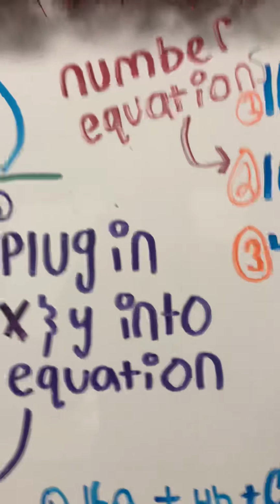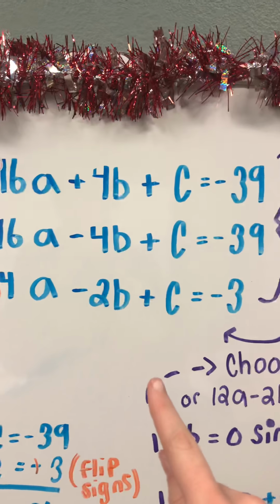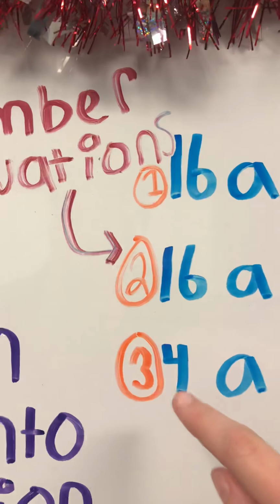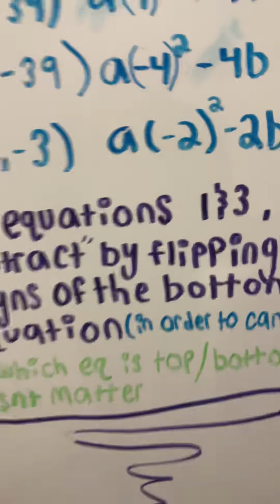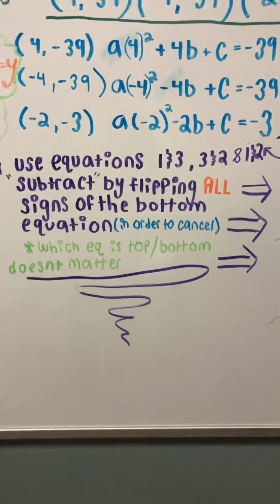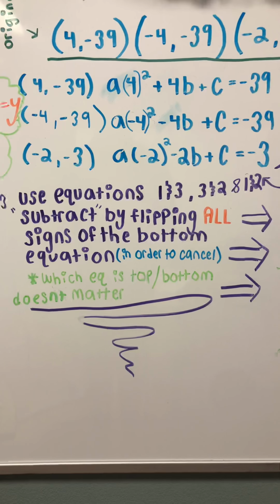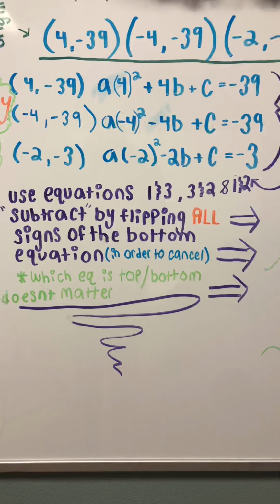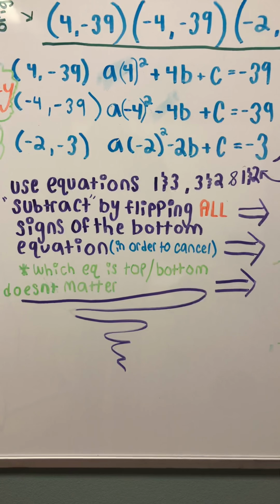And then after you get your 3 equations, you are going to simplify them. And when you simplify them, you will then number them so that it's easier for your next step. Step number 3 is to use equations 1 and 3, 3 and 2, and 1 and 2. Subtract by flipping all signs of the bottom equation in order to cancel. Which equation is top and bottom does not matter.